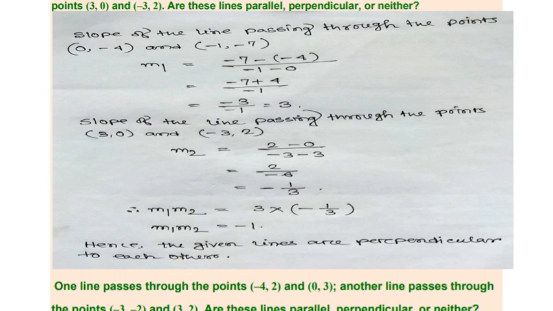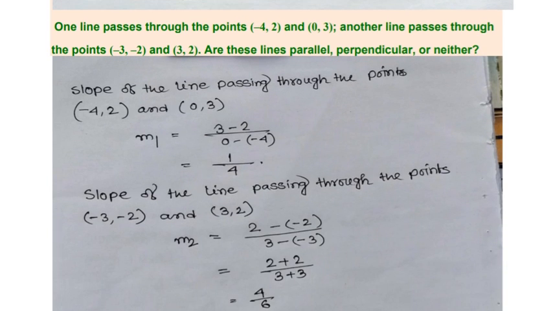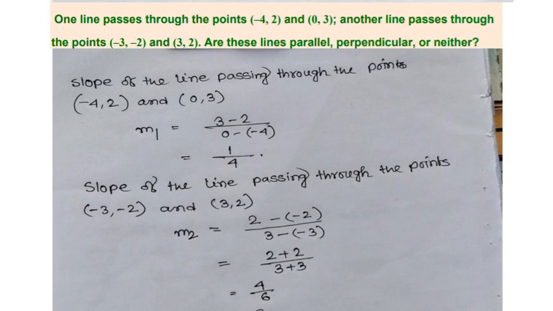We'll see one more example. Same question: one line passing through the points (-4, 2) and (0, 3), and another line passing through these two points. Again we'll get two slopes. For the first line, from these two points, y2 minus y1 by x2 minus x1, we calculate 1 by 4. Another one for these two points.